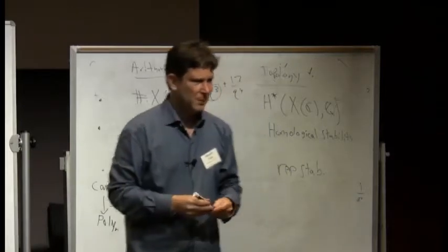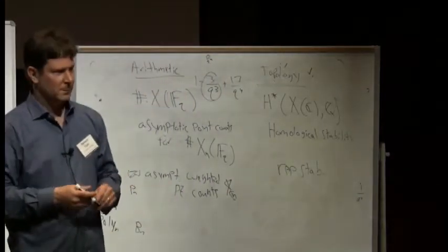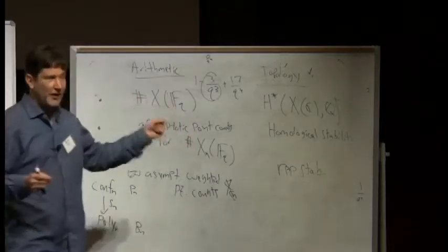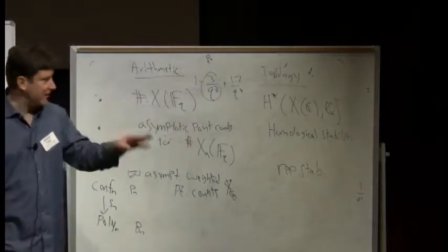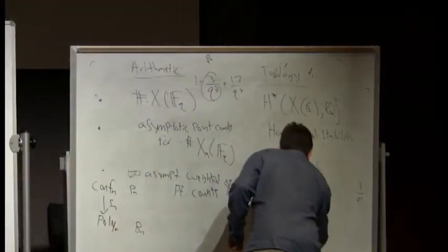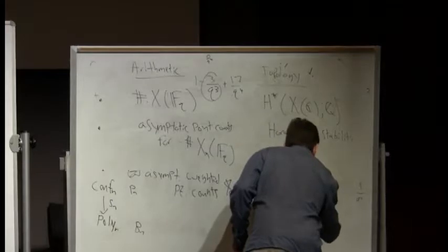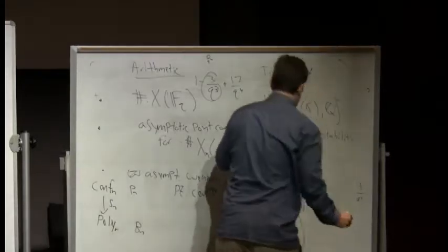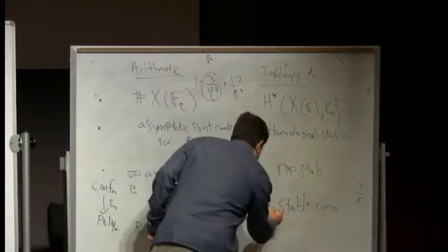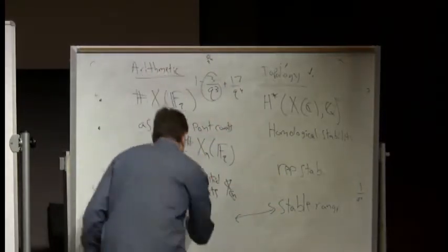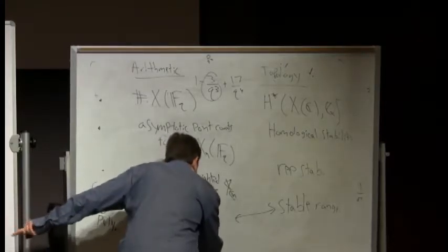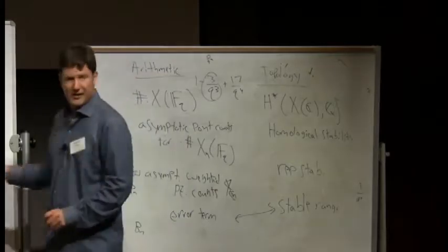Could you prove these stability ranges using these point counts? So the question was, could you prove stability ranges using point counts? Yes. And actually, the one thing in the dictionary that I didn't say is that the stable range, even classical homological stability, has meaning on the arithmetic side, and that's how fast these power series are converging. And we have exact bounds.